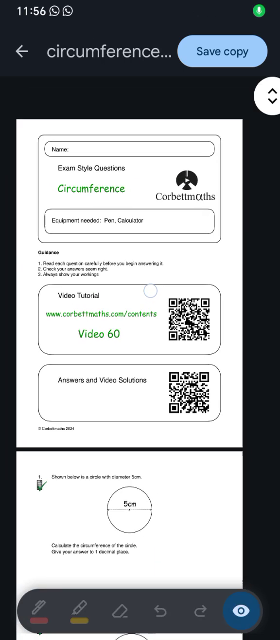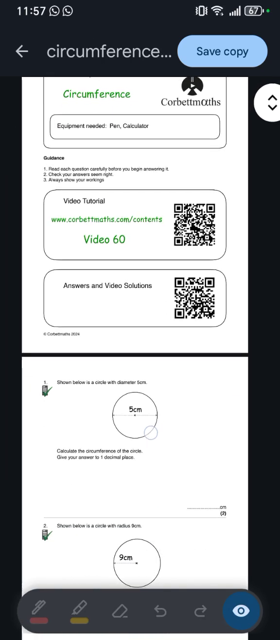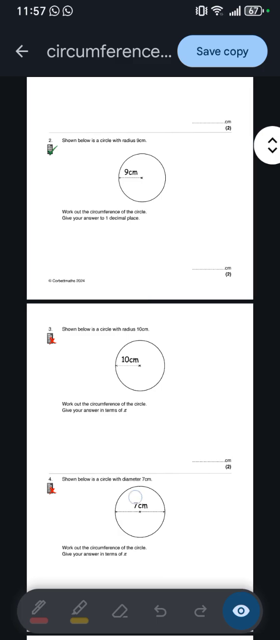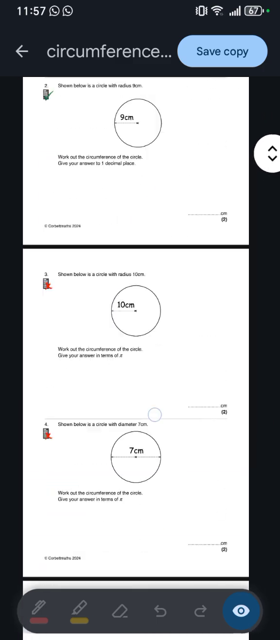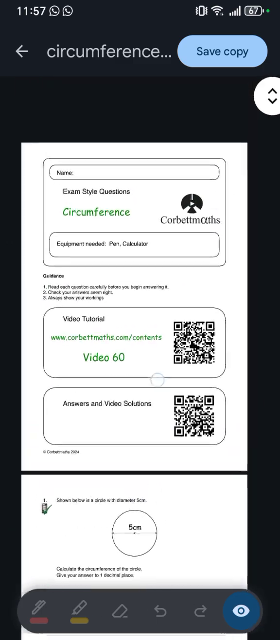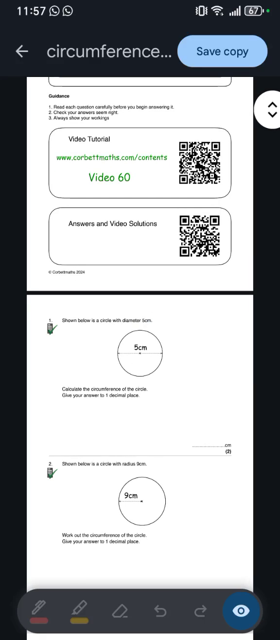Okay guys, so I just googled some questions there about the circumference, about the circles. Okay, so now we'll be able to dive into the answers. So the first one we'll be dealing with is the one shown with the diameter of 5 centimeters. Okay, let's dive into that one.